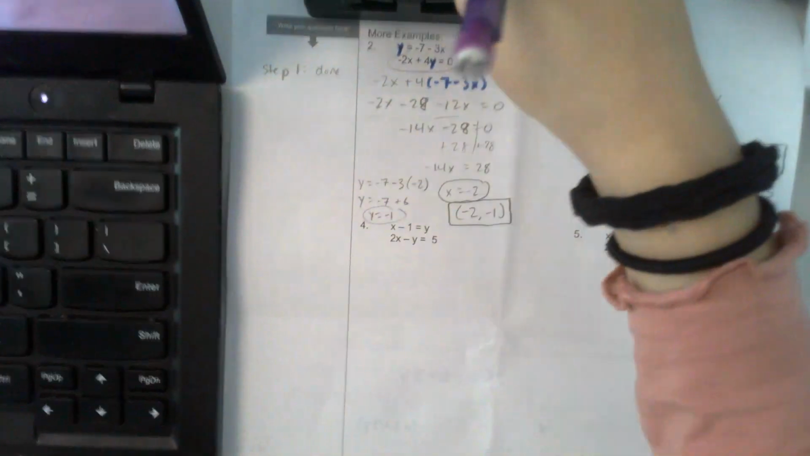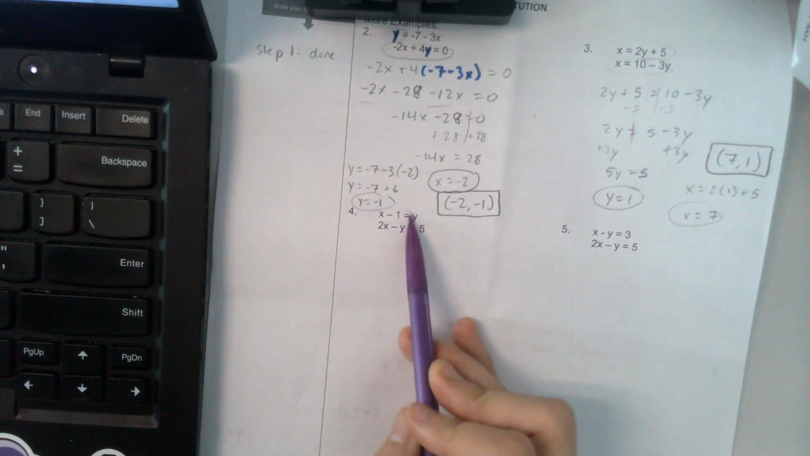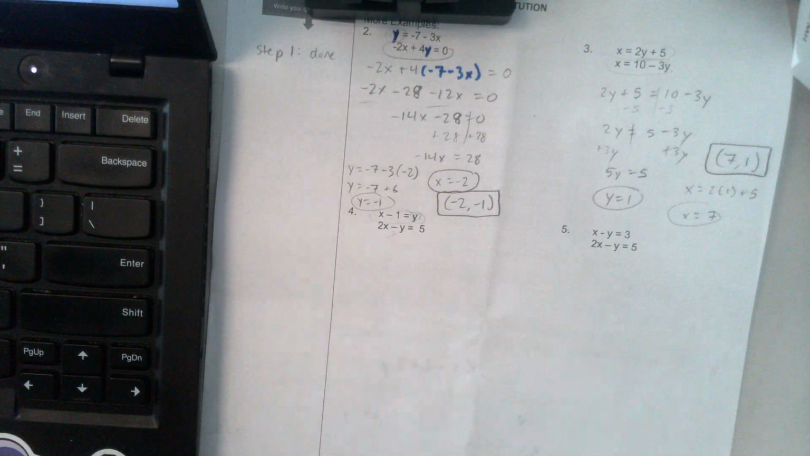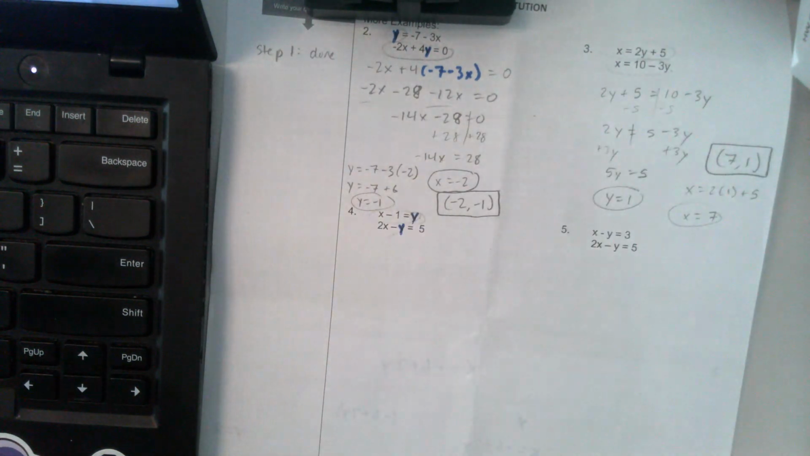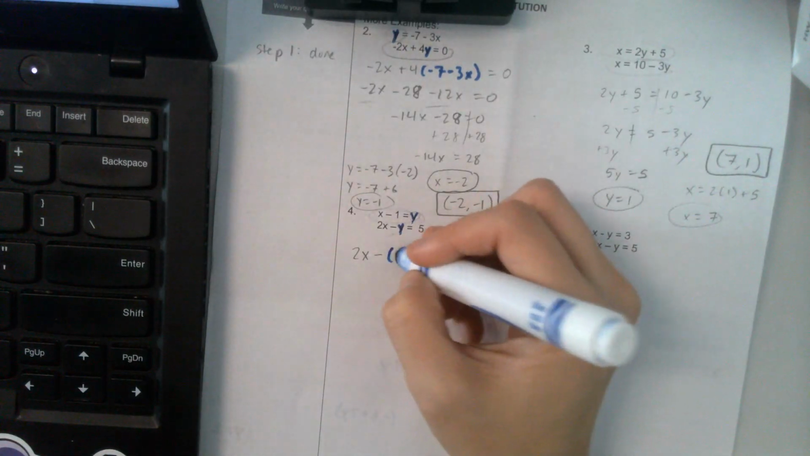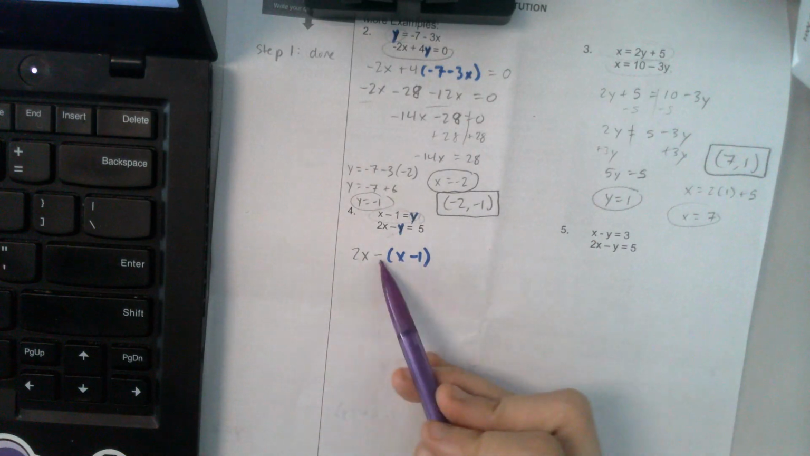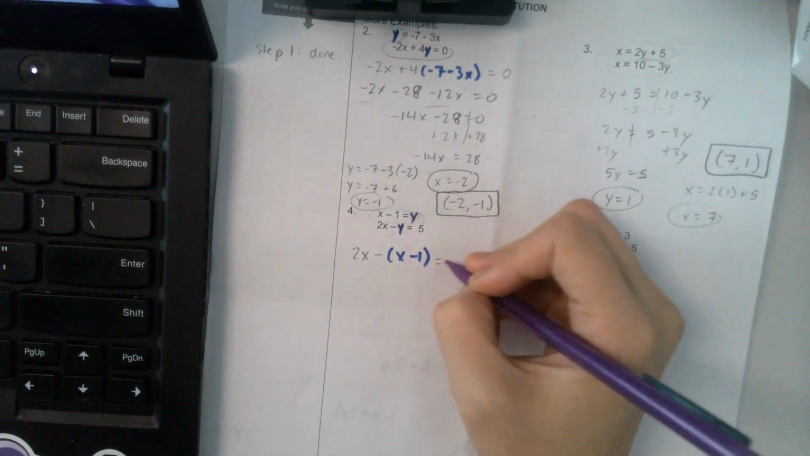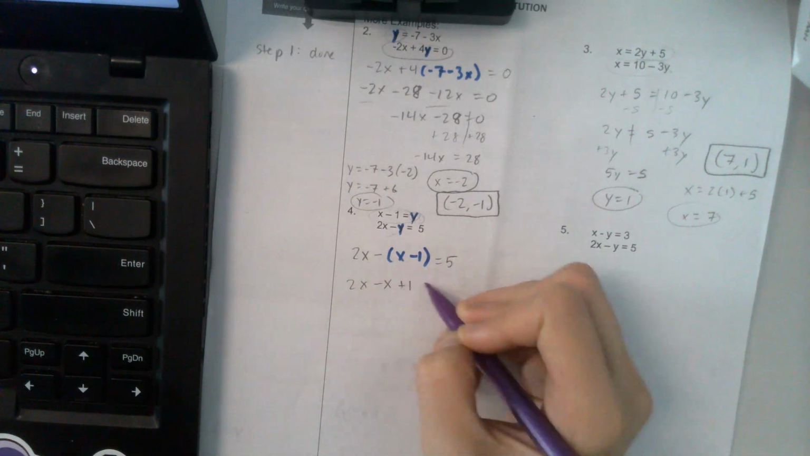This one, sometimes it's hard to see, but they did step 1 for us already. We have y here by itself, so we're going to plug that in. We'll start using colors again. So we have 2x minus, and you need your parentheses here. A lot of people forgot the parentheses, and then they didn't distribute this negative to this negative 1. So we have 2x minus x plus 1 equals 5.